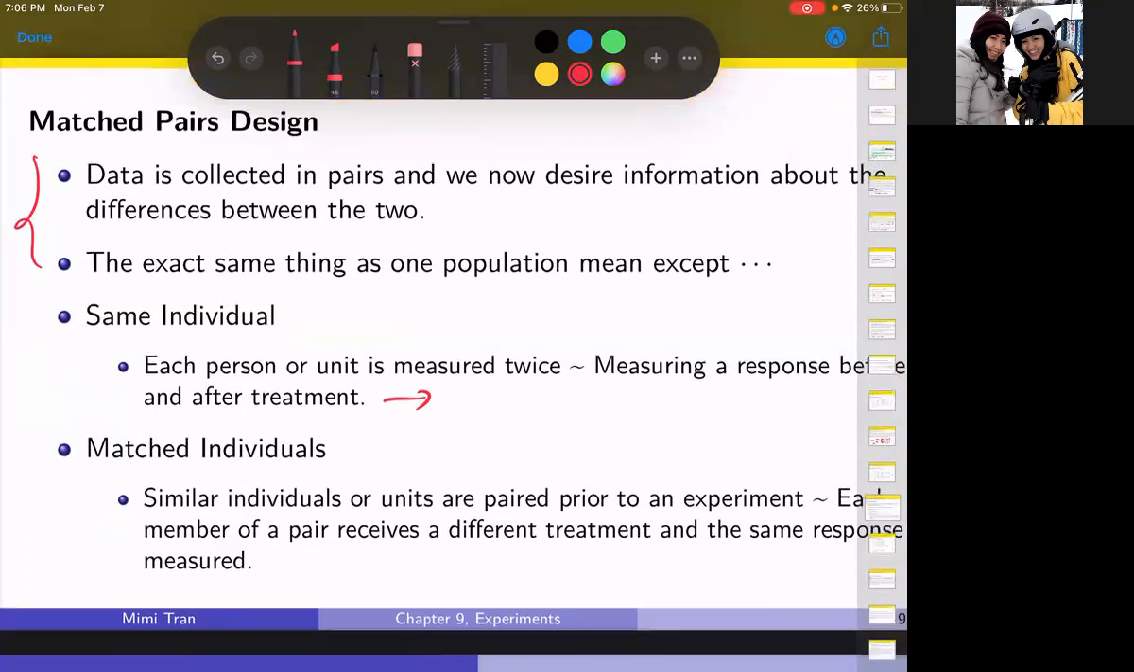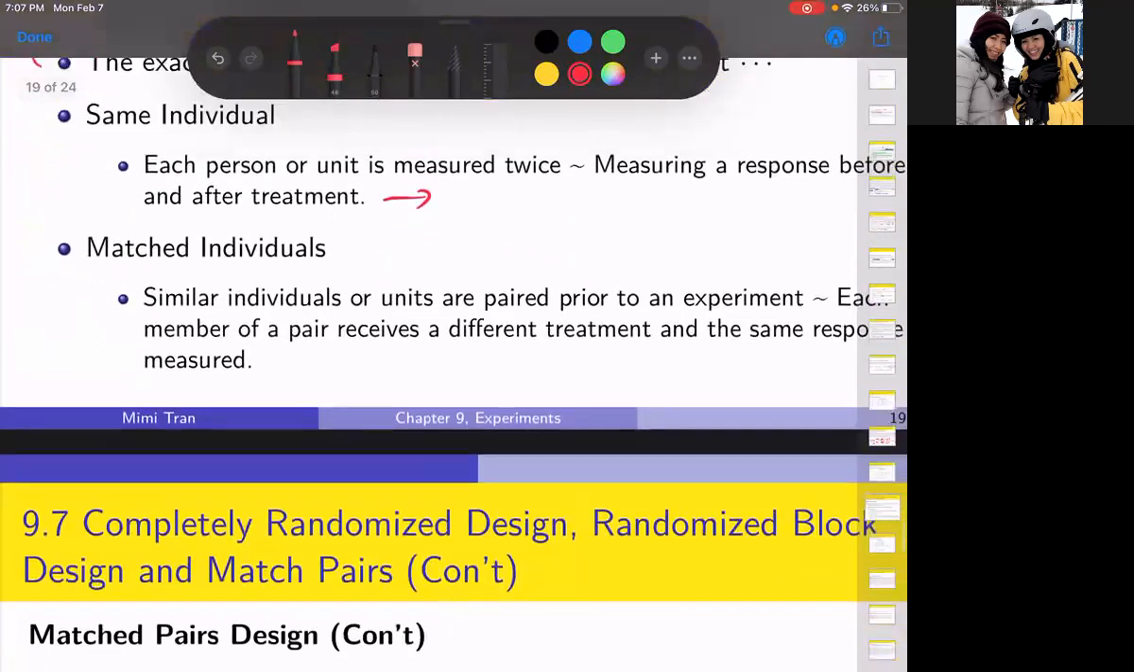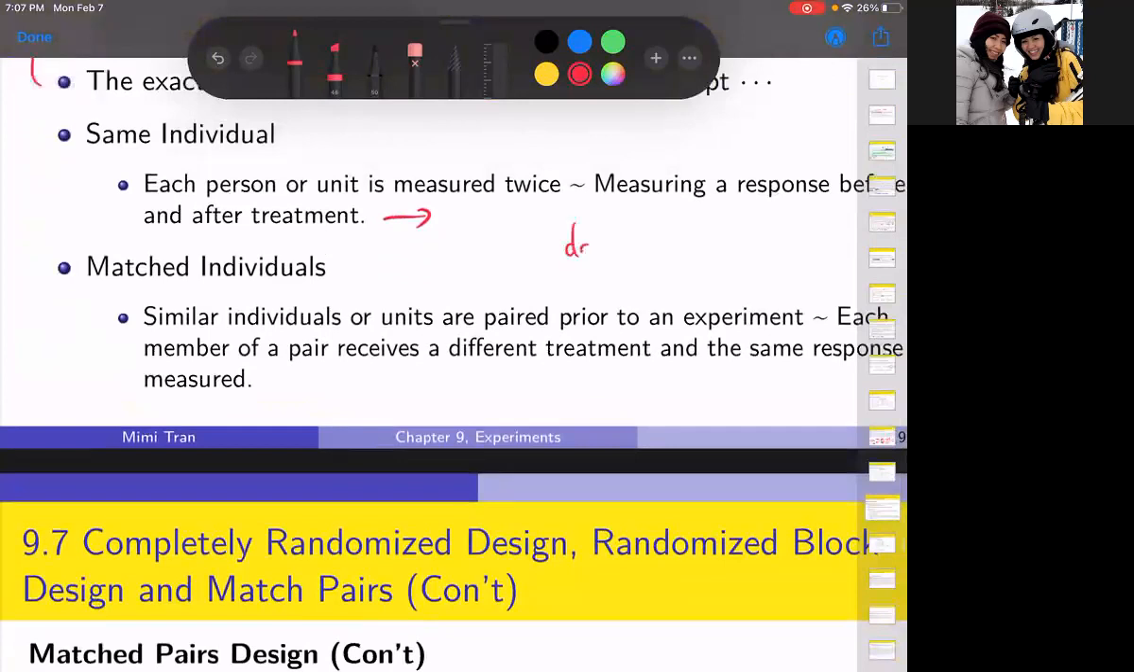Matched individuals: similar individuals or units are paired prior to the experiment. Each member of the pair receives a different treatment or the same response measure. The easiest example is people related to each other: mother, daughter, father, son, brother, sister. Say I want to compare my height to my mom's height, and I ask you the same thing. You ask what's your mom's height, right? And I'm going to say daughter height, or son height.